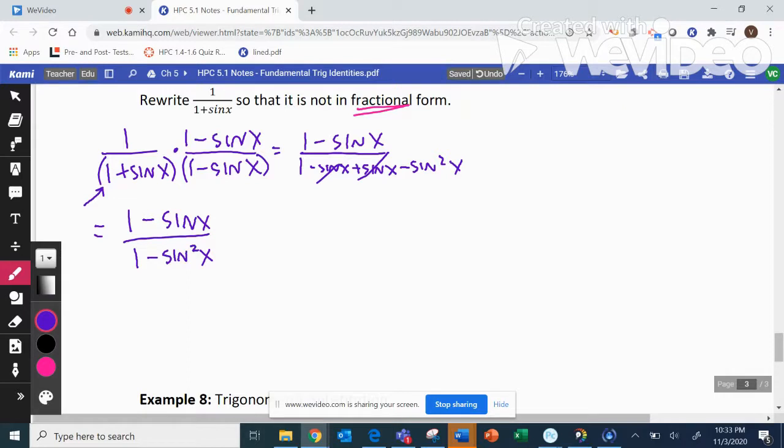Now I purposely put the 1 minus sine x on top, so do not factor it and cancel it right now. What I'm going to do instead is replace this with the identity. Remember, what we're trying to do is get rid of the fraction. So now I have 1 minus sine x on top, and on the bottom, I have cosine squared x. Replace that with its identity.